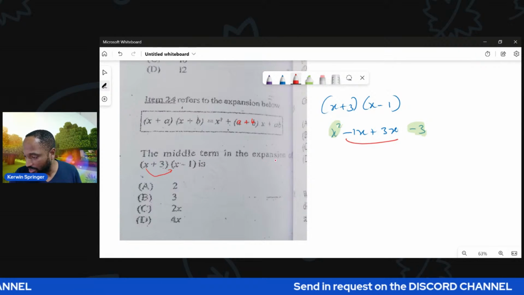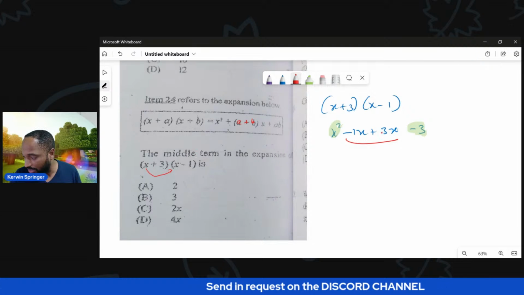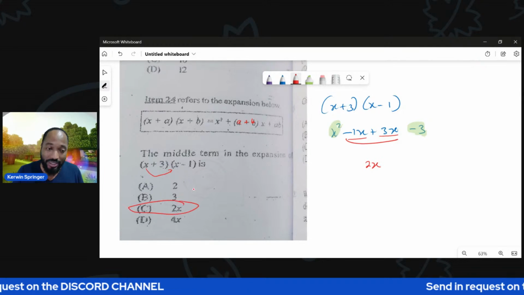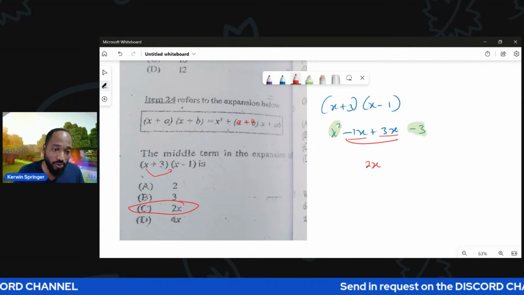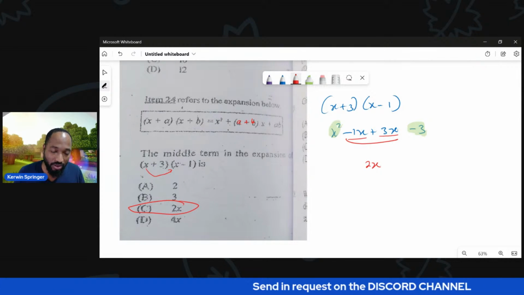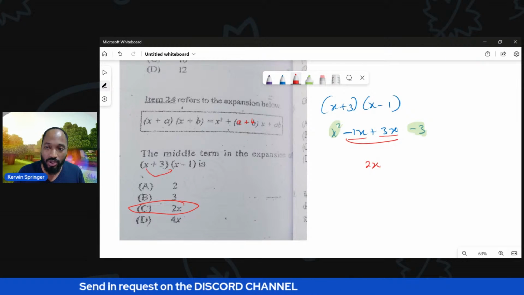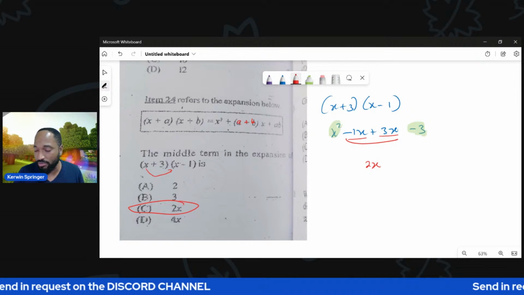And the middle term in the expansion of that is 3x minus 1x. So 3x minus 1x is 2x. The middle term is 2x. It didn't ask for the middle coefficient. If they ask for the middle coefficient, then you would put just the number. But they ask for the middle term, so you actually spell out the whole term.